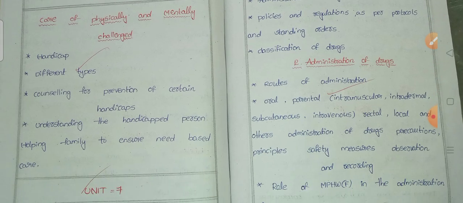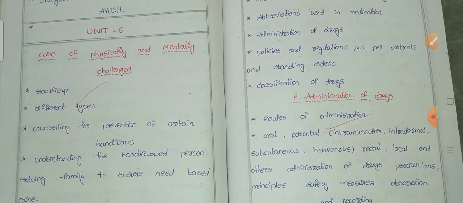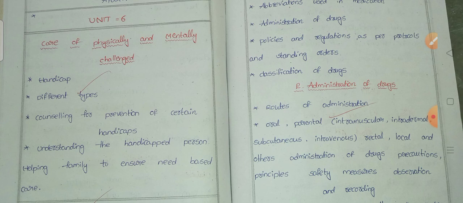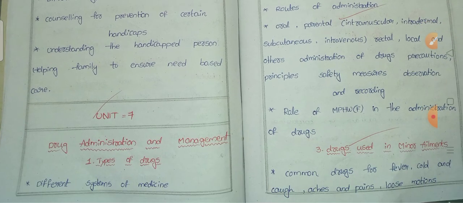Next, the sixth one is the care of the physically and mentally challenged. In this, be able to define physically and mentally challenged, types of handicaps, and counseling for the prevention of certain handicaps. This is important. Next, the seventh question, drug administration management.